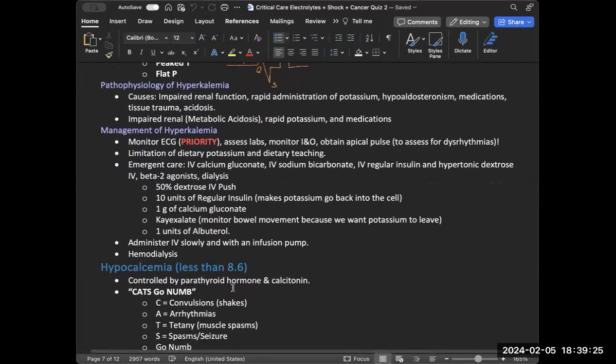hypokalemia. Now, hyperkalemia can be caused by different things, right? Impaired renal function, because when those salt levels go down, those potassium levels are going to increase. Rapid administration of potassium, right? We never IV push that, but if you give it too quickly, that can cause hyperkalemia. As I said, with aldosterone, we're talking about salt. So if we have low salt levels, we're going to have higher potassium levels. Medications like spironolactone, because that's a potassium sparing diuretic, and things like that.